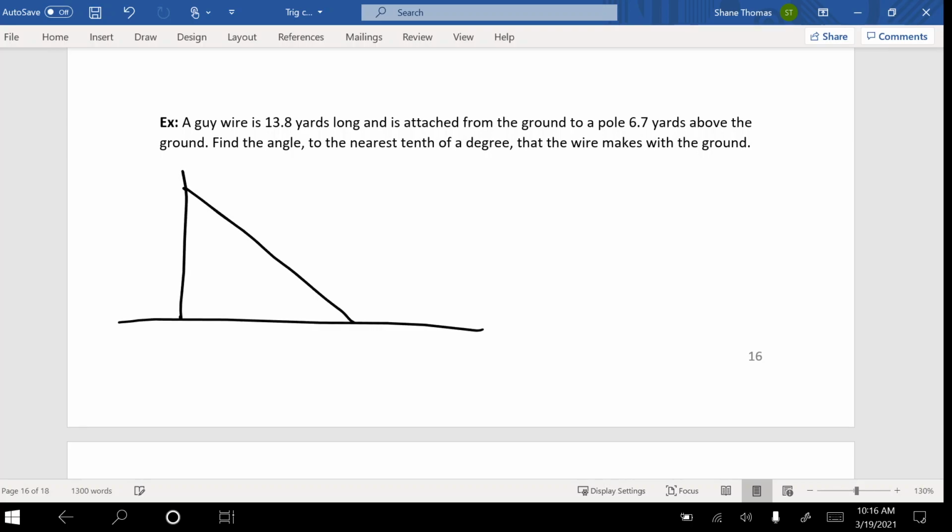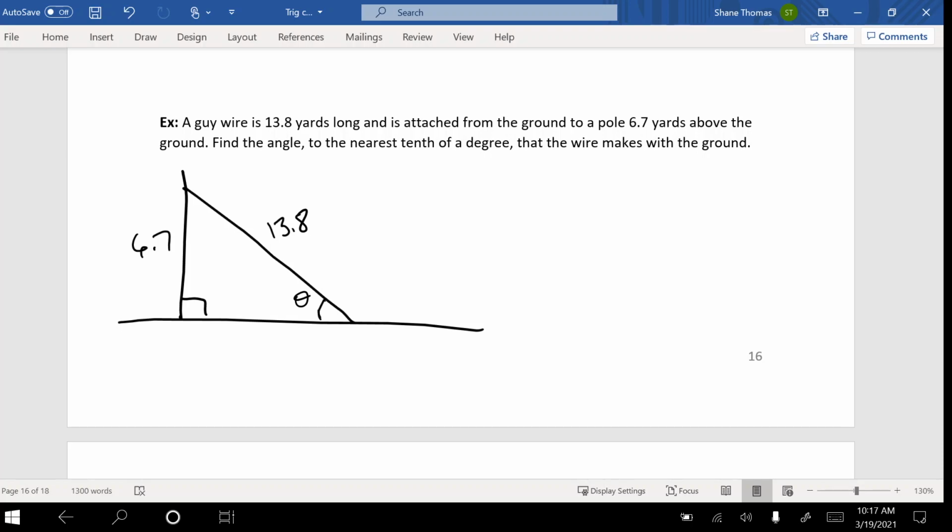Pole, wire. The pole is 6.7 yards, the wire is 13.8. Here's my right angle. Here's my reference angle. Okay? If you didn't have it set up right, then you're off to a bad start here. So now, based off of this, what two sides do I have?